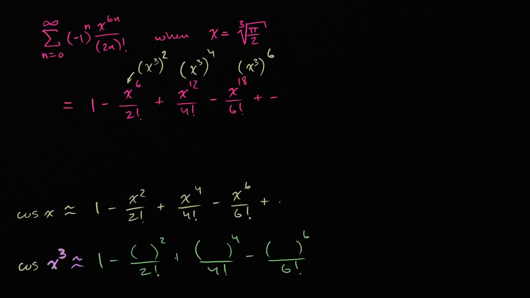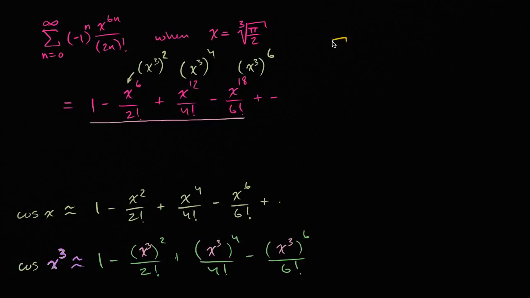And since I'm taking the cosine of x to the 3rd, this is going to be x to the 3rd squared. This is going to be x to the 3rd to the 4th power. This is going to be x to the 3rd to the 6th power, which is exactly what I have right over here. So this right over here is the power series for cosine of x to the 3rd. So evaluating this when x is equal to the cube root of pi over 2 is the same thing as evaluating cosine of x to the 3rd when x is equal to the cube root of pi over 2. Let me write that down because this is interesting.